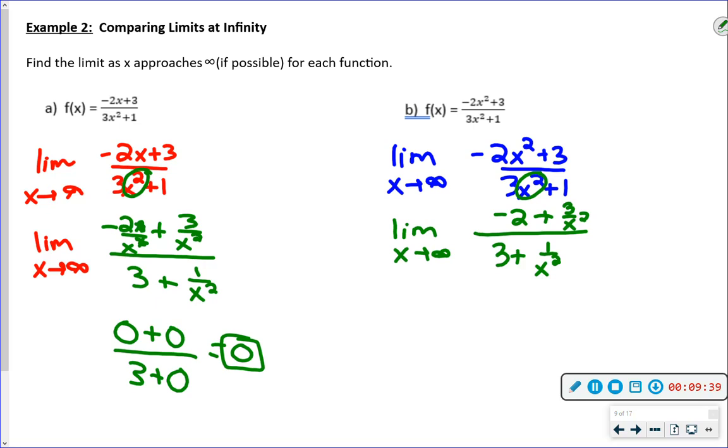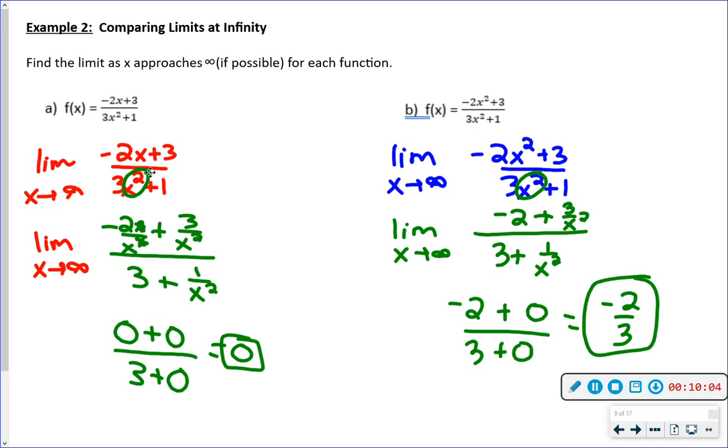So, of course, negative 2 is negative 2. If I put larger and larger numbers in here, the limit of this expression would approach what? 0. 3 is 3. If I put larger and larger numbers in this expression, it's going to approach what? 0. So similar, but we get a nicer answer.